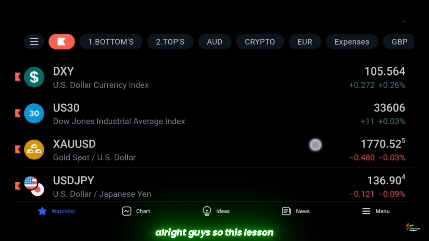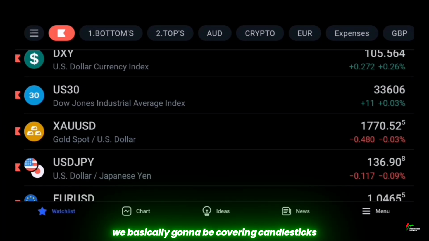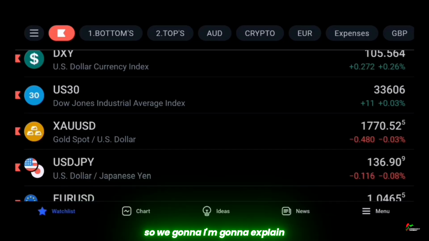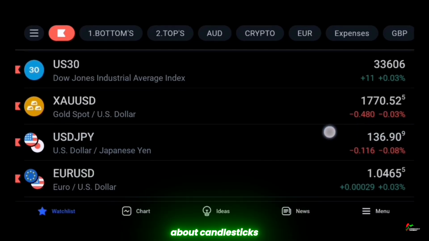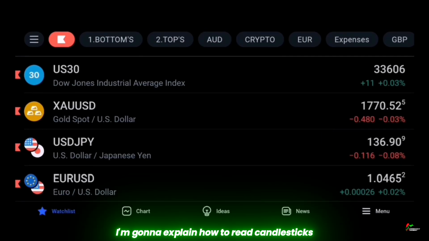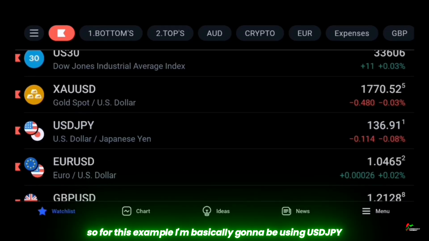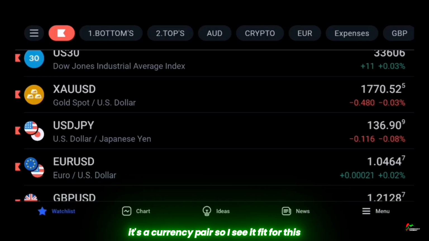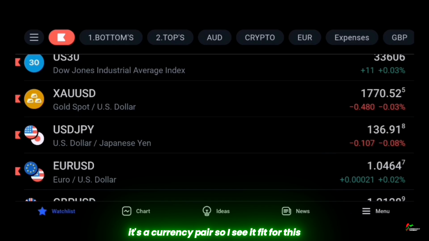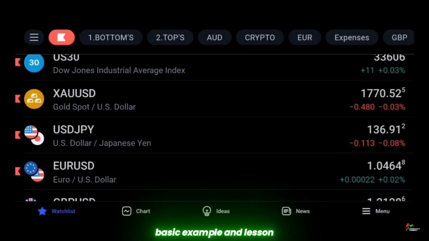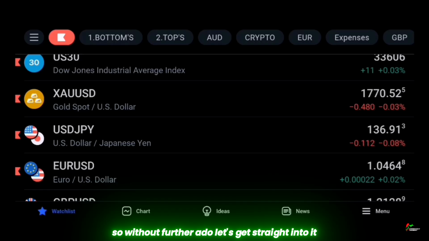Alright guys, in this lesson we're basically going to be covering candlesticks. I'm going to explain how to read candlesticks and when to read them. For this example, I'm going to be using USD JPY. It's a currency pair, so I see it fit for this basic example and lesson. So without further ado, let's get straight into it.